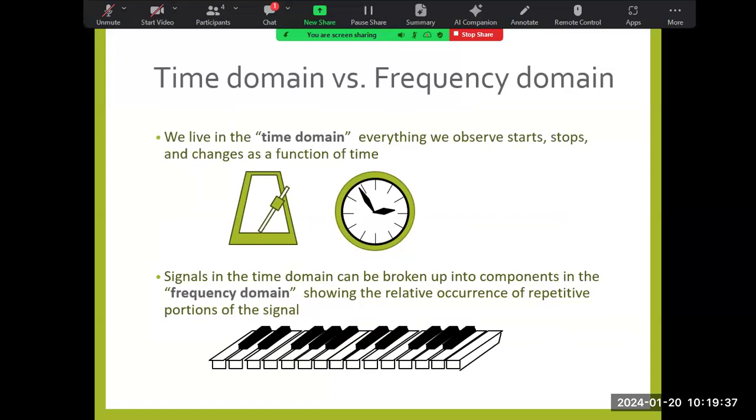so what does time domain mean? It means that I can see things as they start and stop and change as a function of time. Frequency domain, think of a piano. Can you still hear me, Eric? Okay, good. Think of a piano. You're looking at everything in the frequency domain.